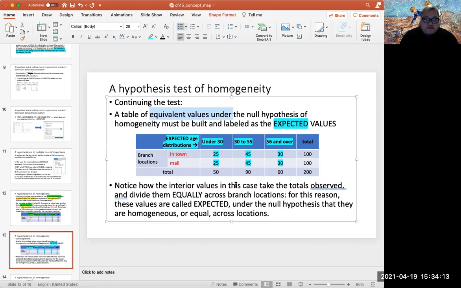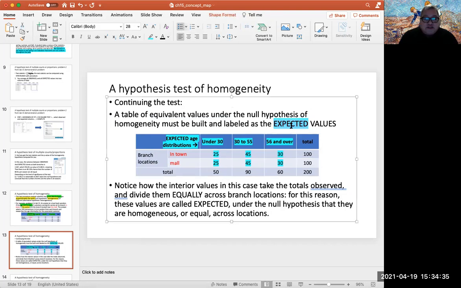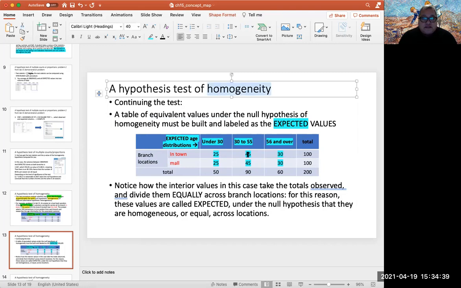We can build a null hypothesis of equivalent values or expected values based on the totals by age across the branch locations. Since we have, for example, 50 people under 30, we're going to put 25 people in the mall and 25 people in the town. These numbers are not real. These numbers are the expectations under a situation where the null hypothesis is that the number of people by age group is the same visiting all branches. And so we're distributing the 100 people who go to the mall and the 100 people who went to the in-town bank branch by age and making those equal. That's why this is called a test of homogeneity.